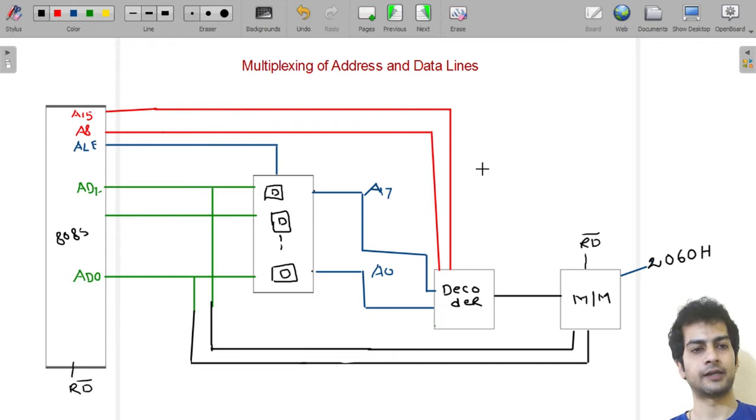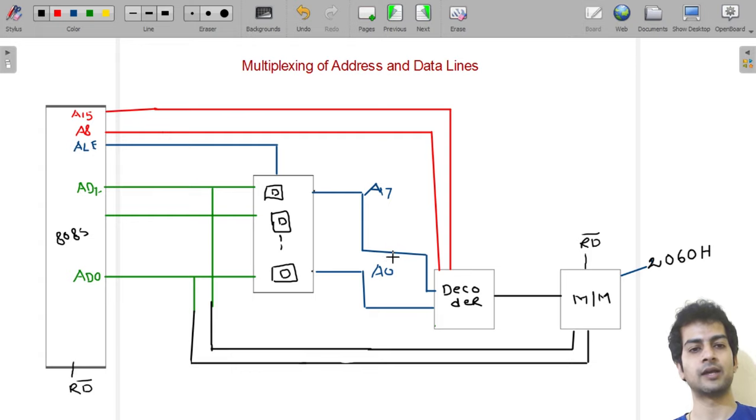So here this is our memory location, this is our decoder. We will see the functionality of decoder and memory location in detail in coming sessions, but for now just remember that this is the memory location and this is the decoder. It acts as an interface between memory and microprocessor. Microprocessor doesn't communicate with memory directly, it communicates through a decoder.